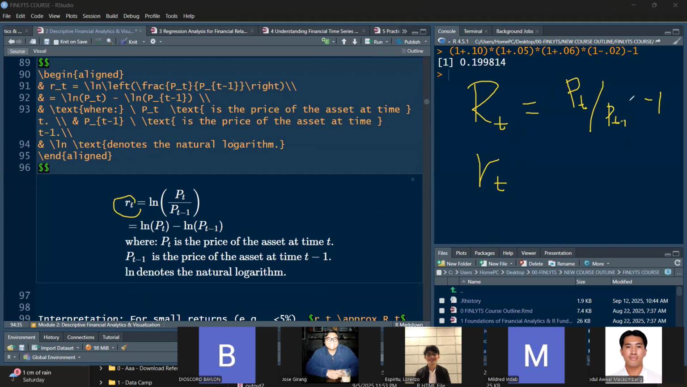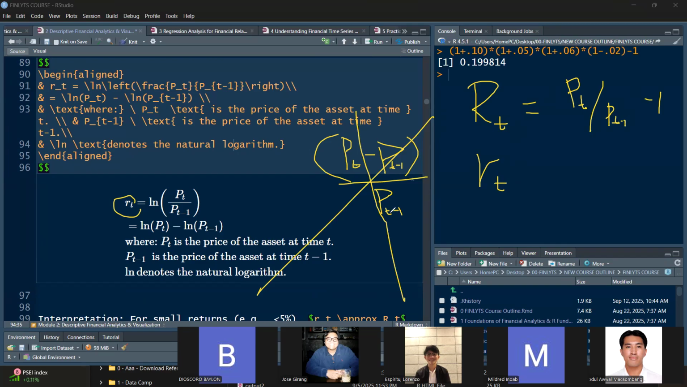By the way, class, let me just reiterate that this one is equivalent to (P sub t minus P sub t minus 1) over P sub t minus 1. However, it's really recommended not to use this, class, because this is too unwieldy when you're doing computation. The other one is faster, class, straightforward. Just get the ratio of the price today divided by the price yesterday, minus 1. So I don't expect you to be using this, class.